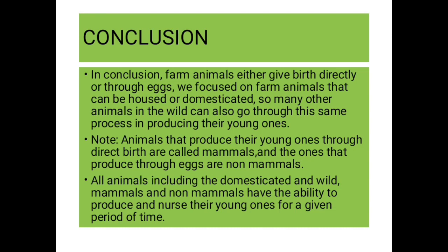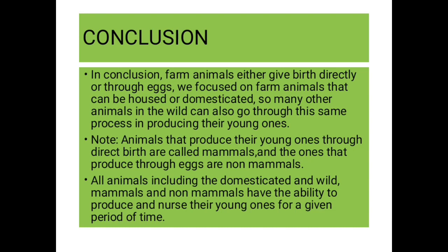Now, the last note here is that all animals, including the domesticated and wild, the mammals and the non-mammals, have the ability to produce and nurse their young ones for a given period of time. After giving birth to their young ones, they'll still go ahead to nurse them. Nursing simply means that they take care of them, they provide food for them, and they make sure they protect them from the wild conditions that can take their life at that young age until they get to a particular point where they can take care of themselves. That is when they leave their mothers, and that term is known as weaning.